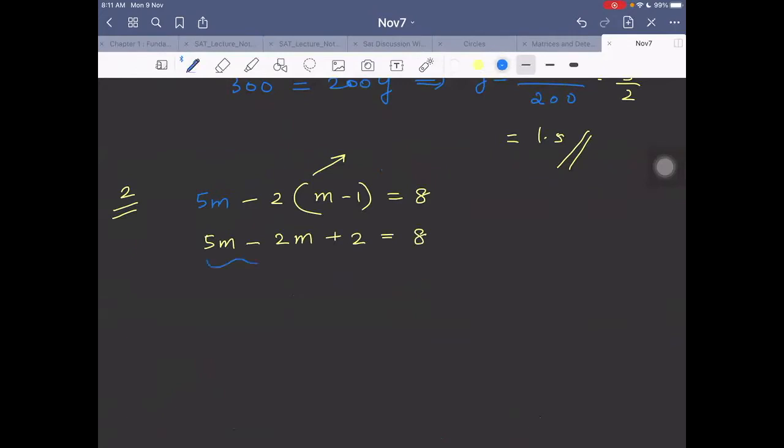So here you have like terms. You can combine those. 5m minus 2m is going to be 3m plus 2 is equal to 8. So we have 3m is equal to 8 minus 2, which is 6. So your m is equal to 2. Fine.